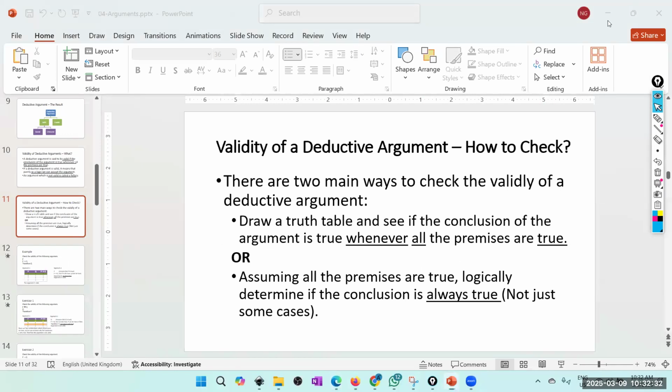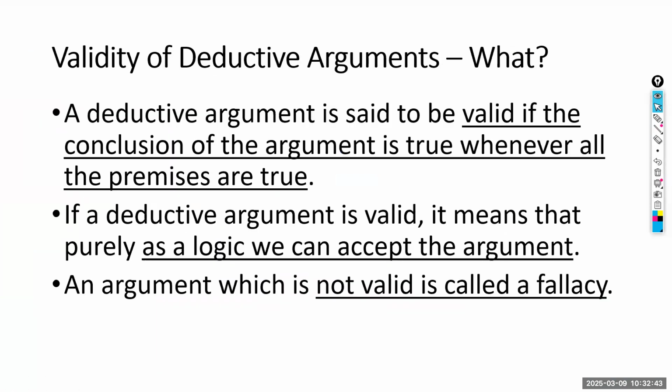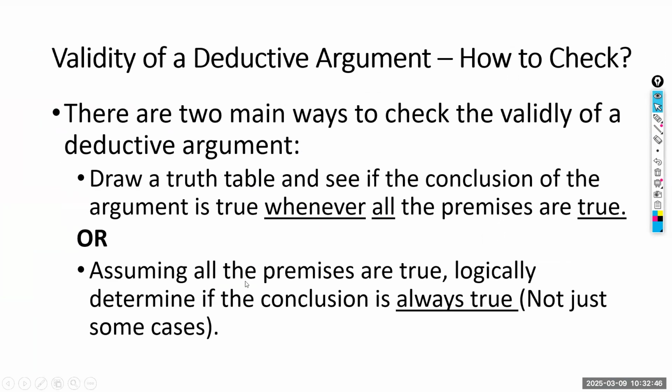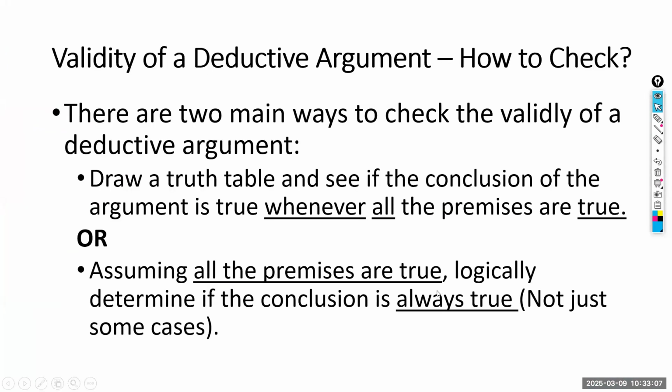Let's look at the second approach. Today we are trying to finish as much logic as possible, because the paper has the most logic questions. The second approach is: assuming all the premises are true, logically determine if the conclusion is always true, not just in some cases but always. You can assume that all the premises are true, and I want to underline that. Logically determine, that is, reason it out. That is why this approach is super.